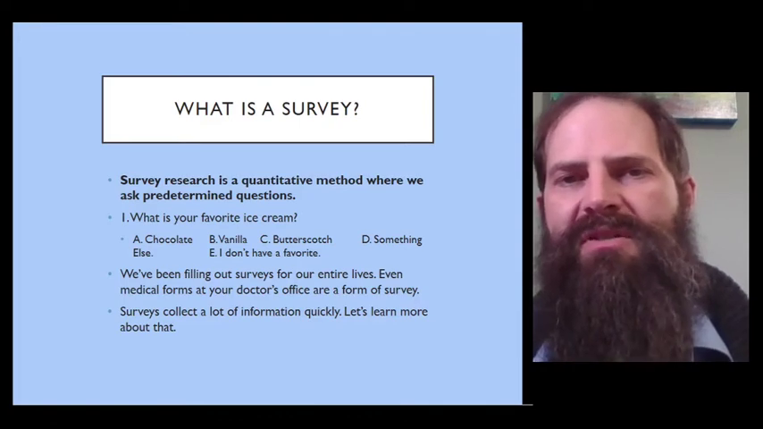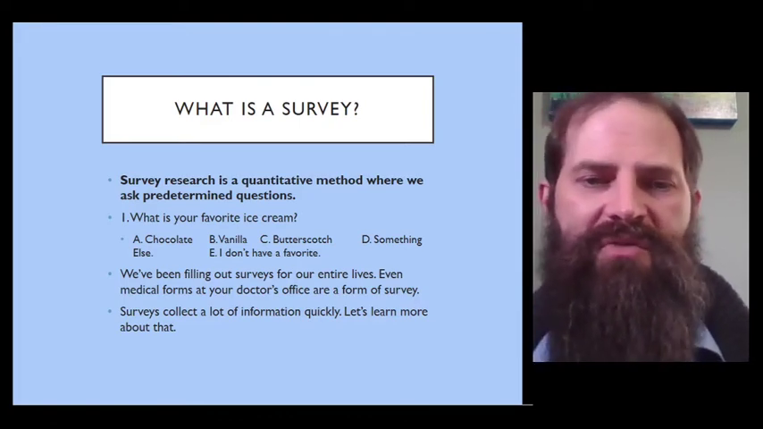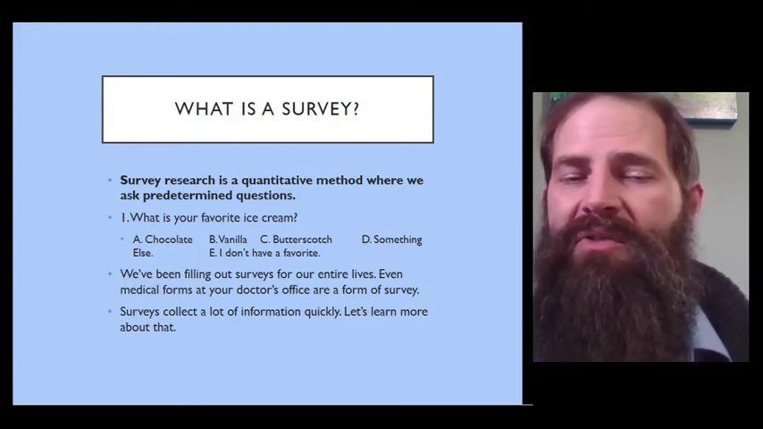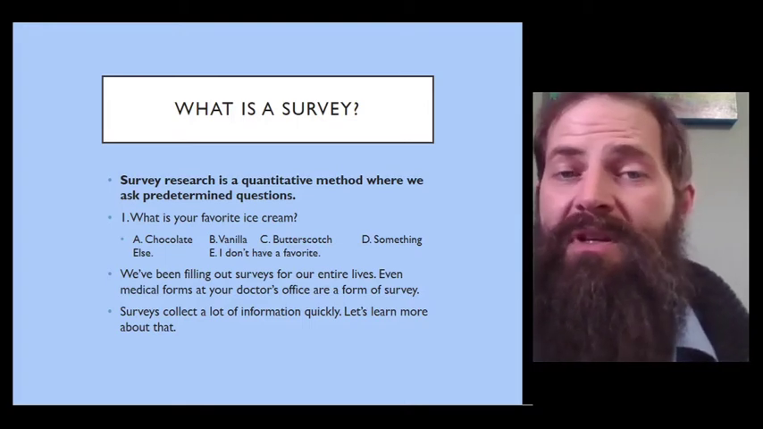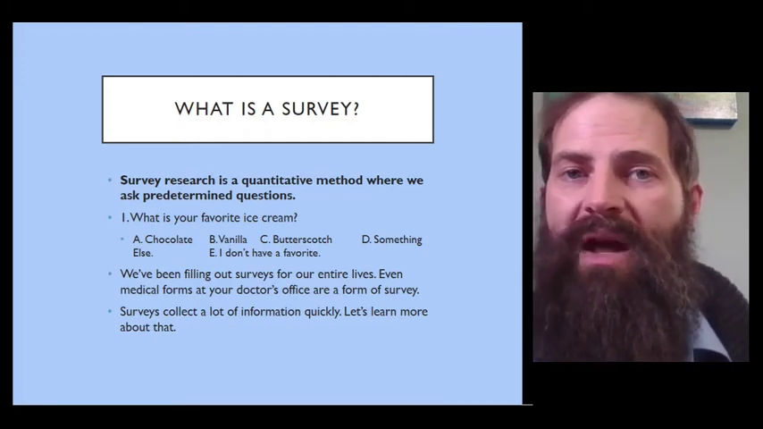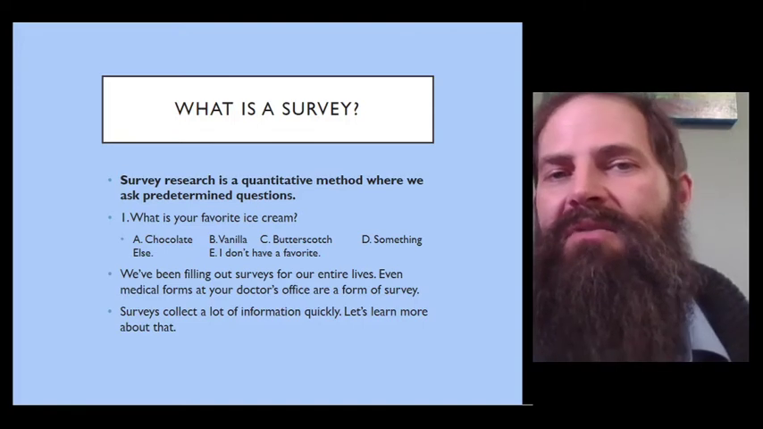An easy example question for a survey would be, as we have on the screen here, what's your favorite ice cream? Let's talk about this for a moment, because you can see I've only got a couple of flavors there: chocolate, vanilla, and butterscotch. But I also put something else, so that qualifies for any other ice cream that you might like, or maybe you don't have a favorite ice cream, so that would be the answer E. Here we're covering all of the options.